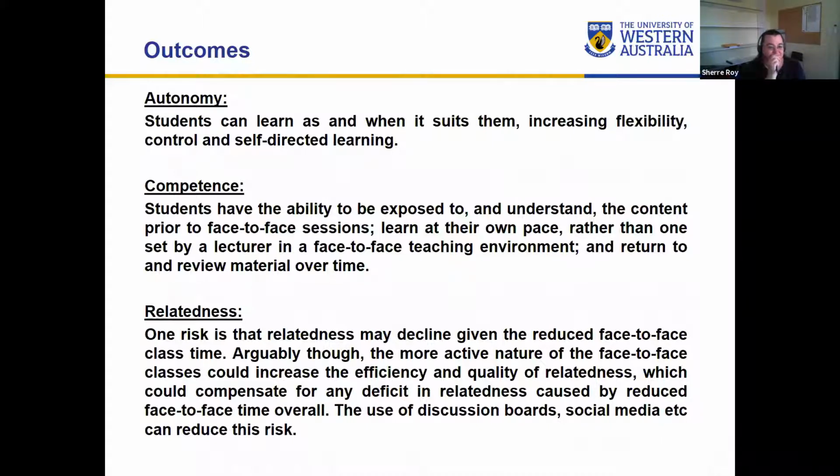And again, the issue with relatedness was that if you're reducing class time, there's an argument that you're going to be reducing the opportunity for relatedness. Although what we all found, in three fairly different units with fairly different student groups, is that in actual fact the relatedness was increased, and that with the active nature of the classroom, when the students were together in class, they were able to get to know each other better and build those relationships that were so crucial.